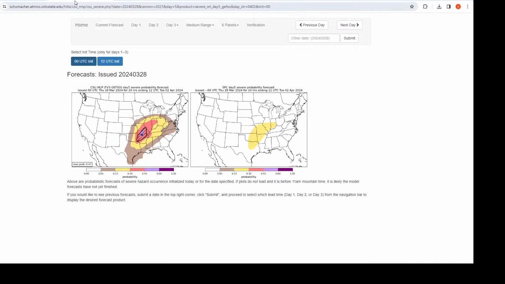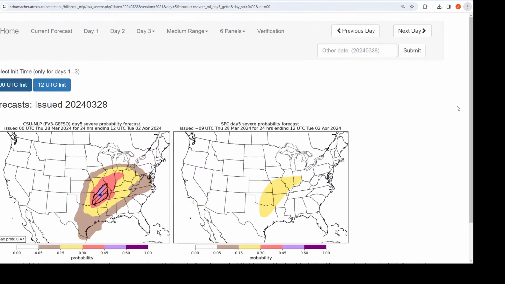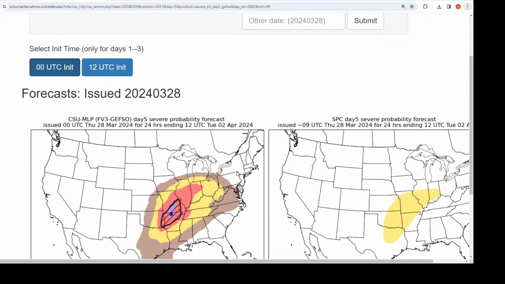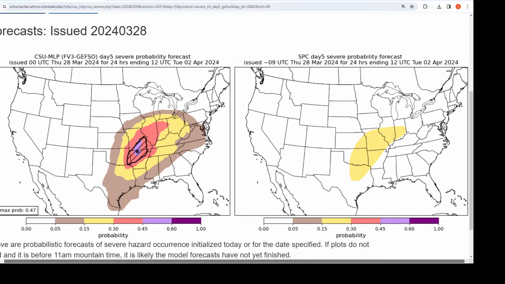So the CSU, or Colorado State University Meteorological Center, has this. This is your SPC outlook there. I'll zoom in so you can see it a bit better. So this is the SPC outlook. We have that slight risk. Now there are 3 levels of risks.